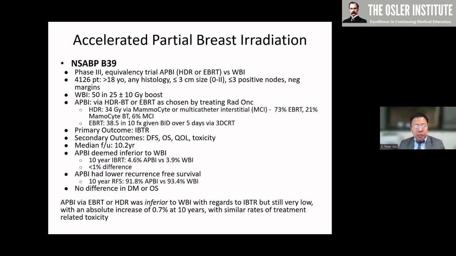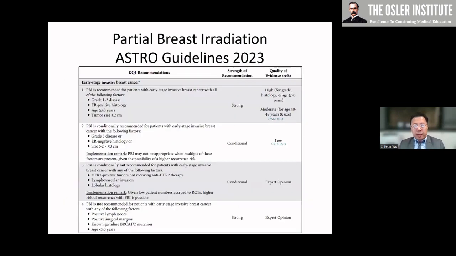So the conclusion was APBI via EBRT or HDR was inferior to whole breast with regards to ipsilateral breast recurrence, but still very, very low, with an absolute increase of 0.7%, or 0.07% at each year, with similar rates of treatment-related toxicity. Again, I think this is probably accurate because you're not treating the whole breast. There is a higher rate of recurrence in the untreated breast, but given the oftentimes low risk population that's chosen, it's still the right thing to do for many, many patients.